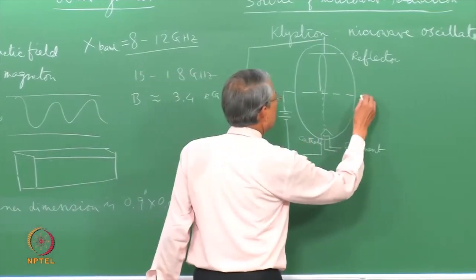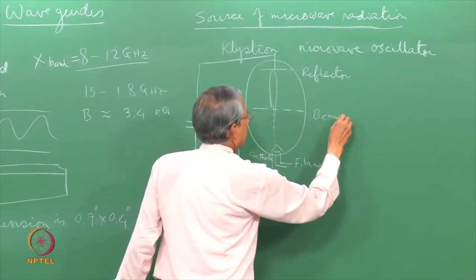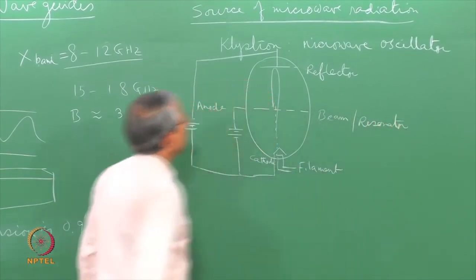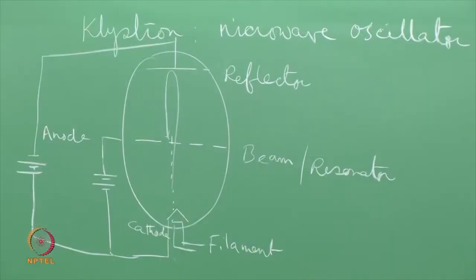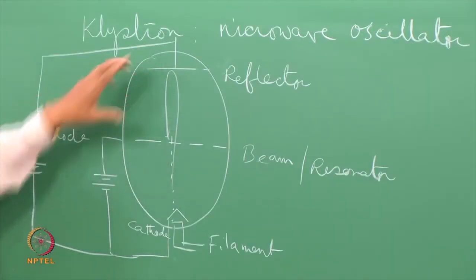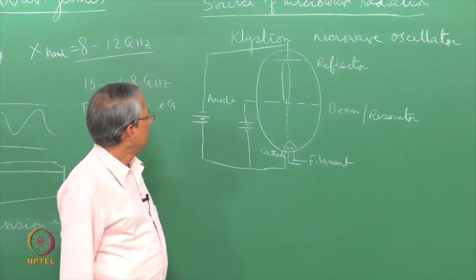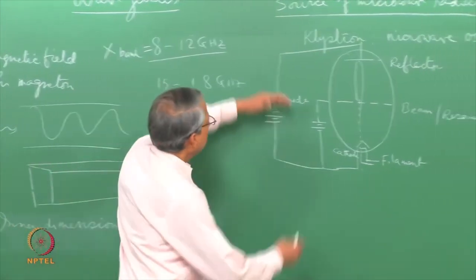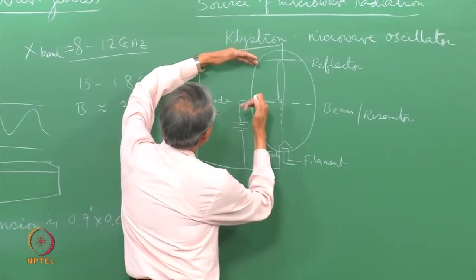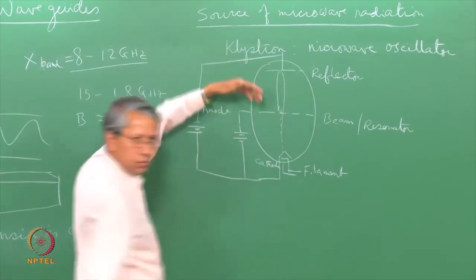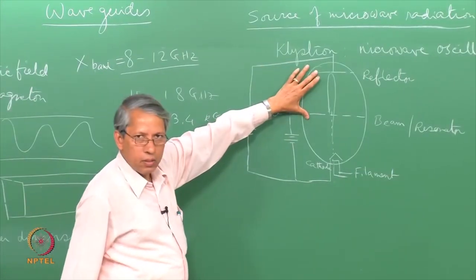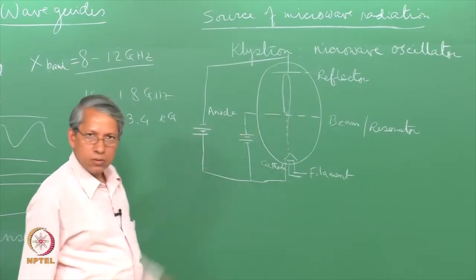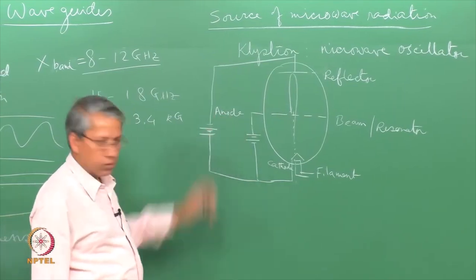This anode is also called the beam or the resonator. So the frequency of oscillation here decides the frequency of the microwave that comes out. To change the frequency, one can change the physical distance between this beam and the reflector. This gap is changed. So, that changes the transit time of the electron from here to there and back here. That changes the time period and the frequency of oscillation.